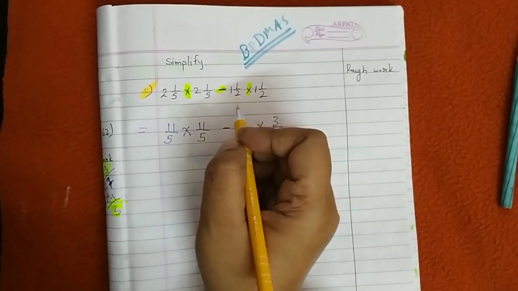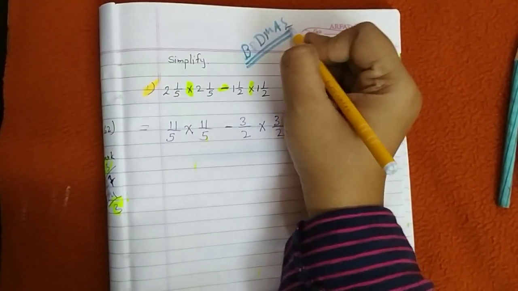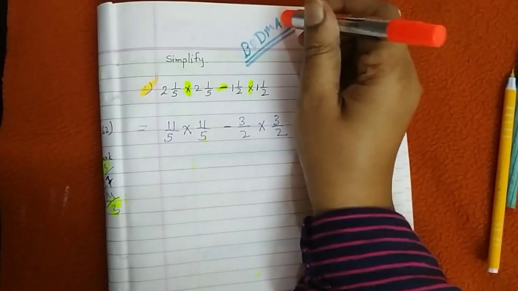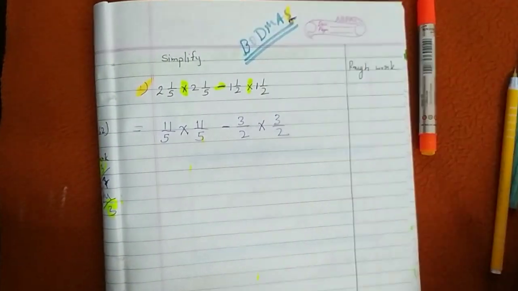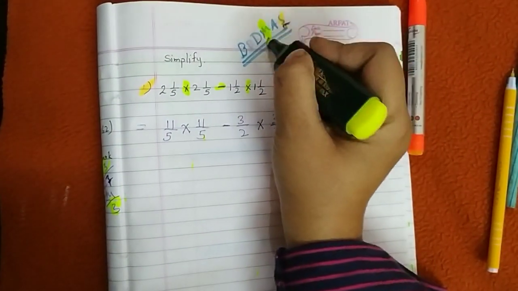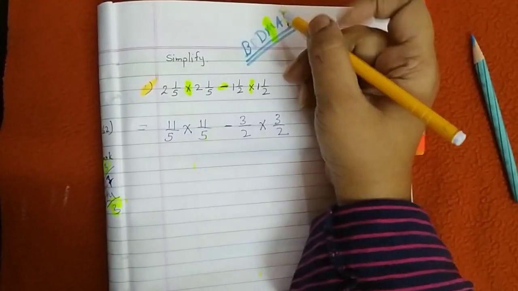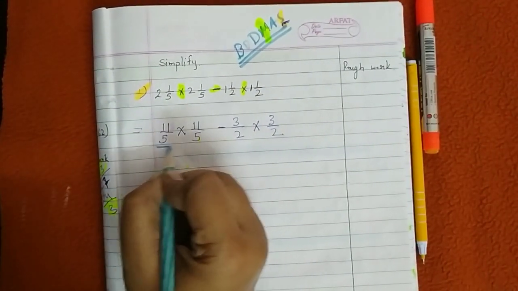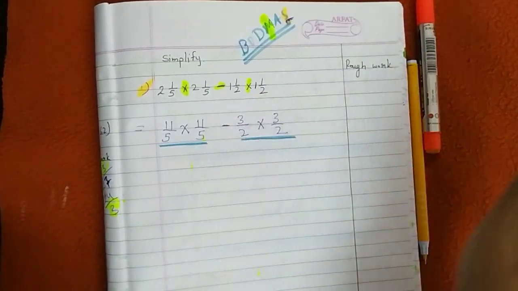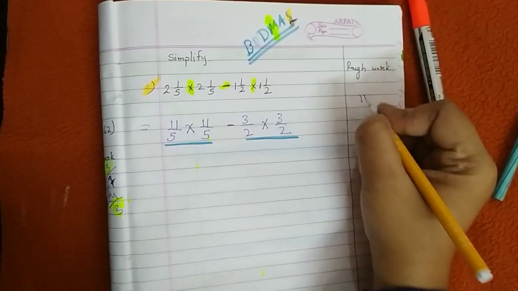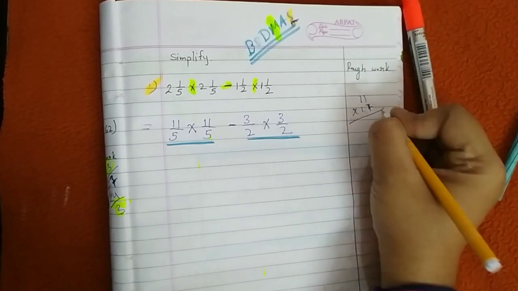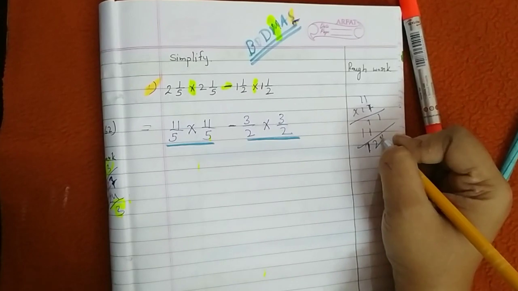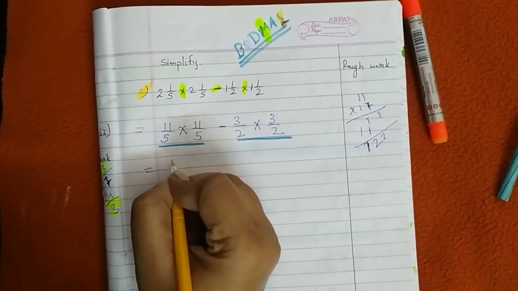Now children, what are the signs given? Multiplication and subtraction. So before this subtraction, what are we supposed to do? We are supposed to multiply. Yes. So which step are we going to perform first? This and this. Okay, 11 into 11. So this is 121.